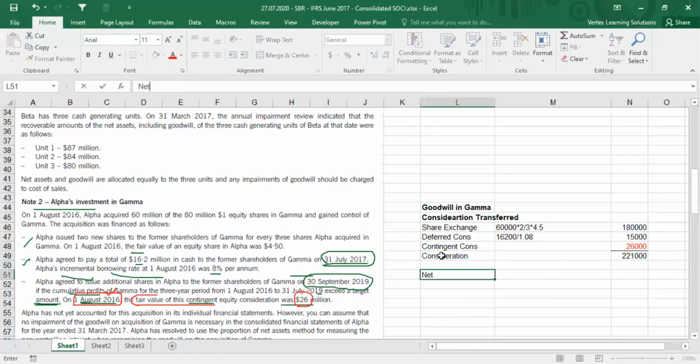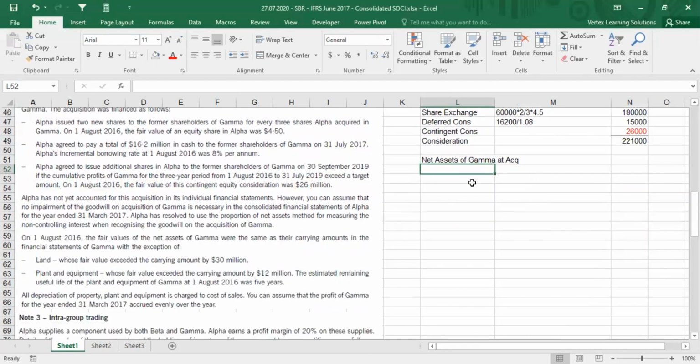And now the net assets of Gamma at acquisition. So how much are the net assets of Gamma at acquisition? It says that Alpha has not accounted for this acquisition in its individual financial statement. However, you can assume that no impairment of the goodwill on acquisition of Gamma is necessary. Alpha has resolved to use the proportion of net assets method for measuring the NCI.